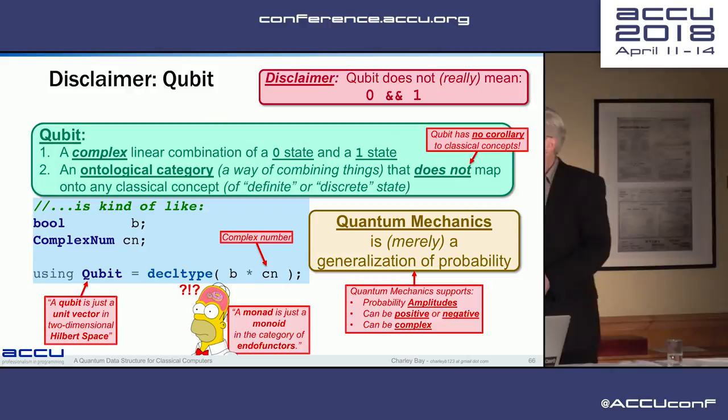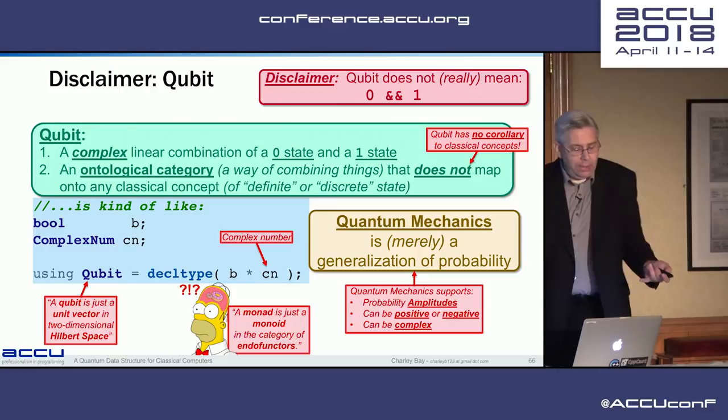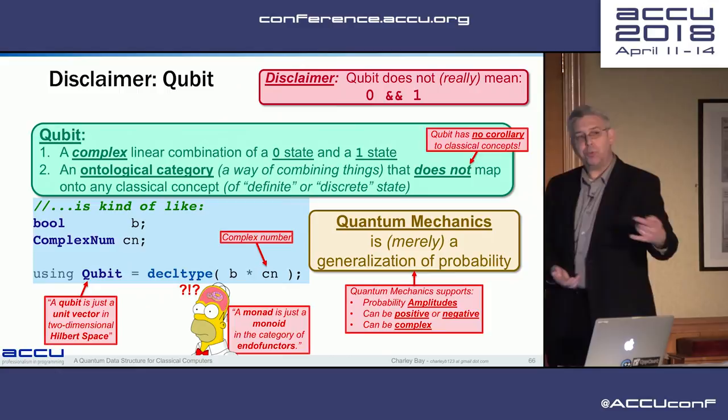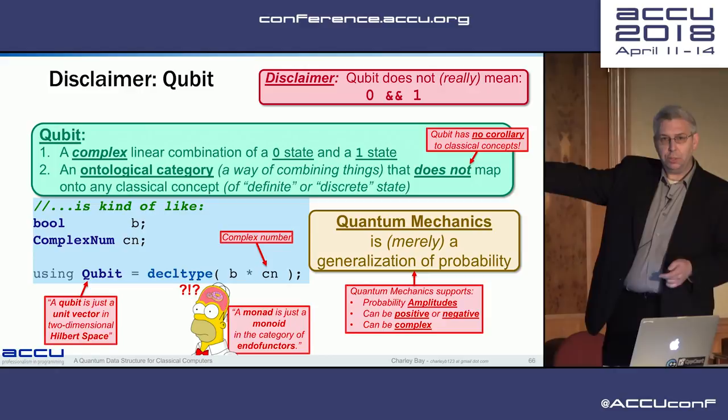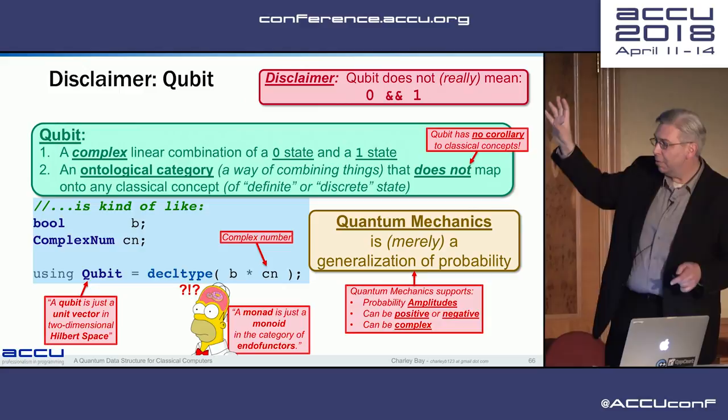It's a way of combining things. And that way of combining things is based on the zero state and one state with stuff applied onto it, so that if I were to observe it, I will ultimately get one of those two discrete values because it's radix 2. Quantum mechanics being a generalization of probability, we're using complex numbers, which we'll talk about in a second, but complex numbers have amplitudes, positive or negative, and they deal with this square root of negative 1 thing.